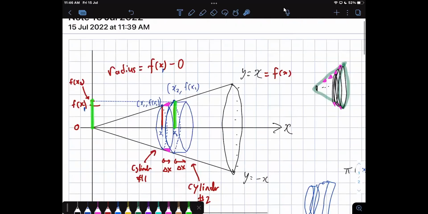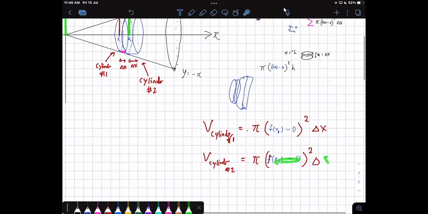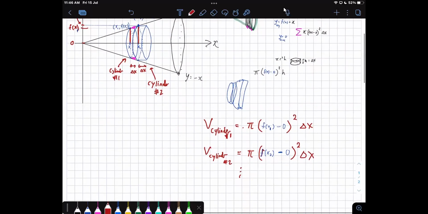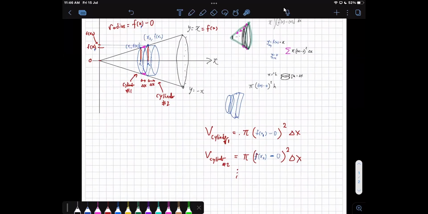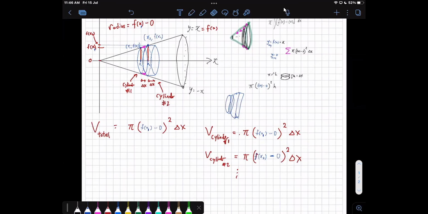So now you got the radius squared times delta x. Again, it's fixed. Of course, you can keep on going with the volume of cylinder number 3, number 4, number 5, number 6. Then the key idea here in calculus is that we want to make use of this idea known as infinity. What we want to do is to get the total volume, which would be just this formula, pi times radius squared times delta x. But now we replace x1, x2, x3 with xi, and then we take a summation, i equals 1 to infinity. Does that make sense? Okay, very good.